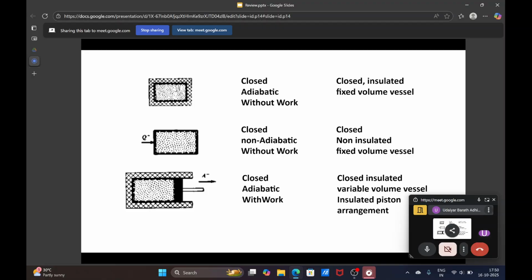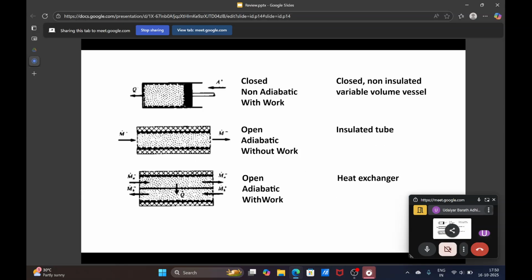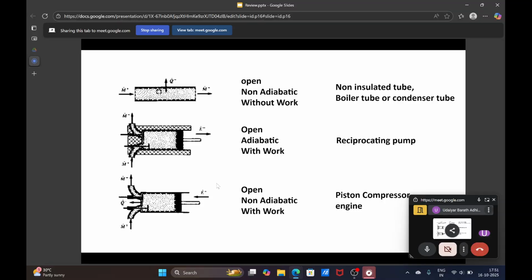Next, these are examples of different kinds of system and surroundings which we saw. First is a closed adiabatic system without work, and similarly other types: open adiabatic without work, open adiabatic with work. So these are different kinds of systems which you can come across. Closed non-adiabatic with work: here you have closed, so there is no mass transfer; it's non-adiabatic, so there is heat transfer; and with work, so you have work transfer. In the second case, it's an open case, adiabatic, so there is no heat transfer, and no work transfer, but there is a mass transfer.